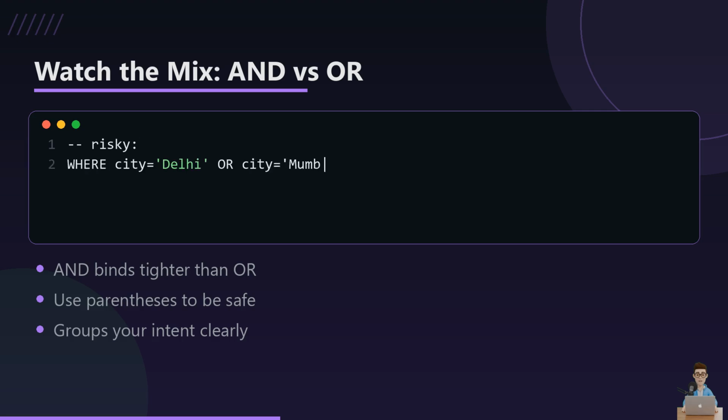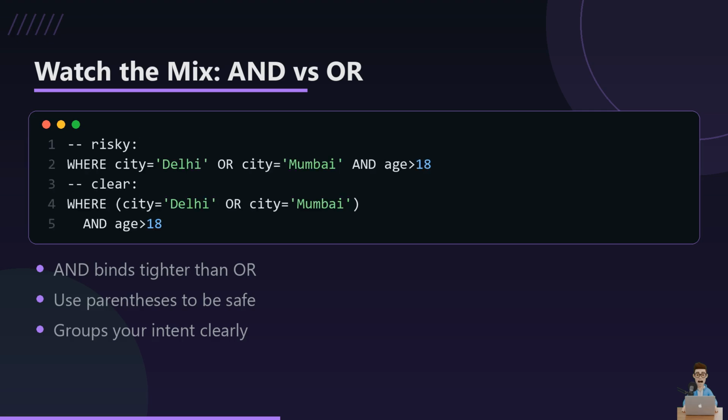Here's a trap I fell into earlier. I once wrote a query mixing OR and AND with no parentheses, and the database quietly grouped things differently than I meant, so my report included Mumbai from Delhi. AND is evaluated before OR, just like times before plus in math. In short, whenever you mix AND and OR, wrap the OR part in parentheses so the meaning is obvious.